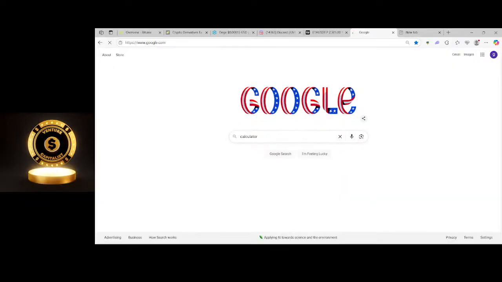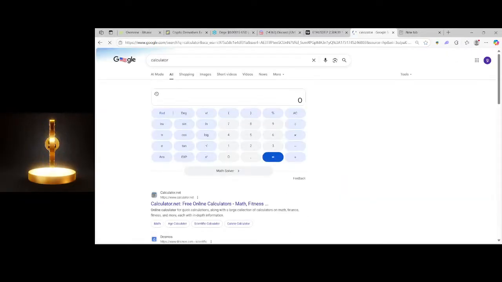So we're going to pull up a calculator on Google. Now let me show you what I'm trying to teach you. So this is a calculator here, and I can even pull it up on the phone. It doesn't matter, whatever is easier to help you guys out. All right, so here's a calculator.